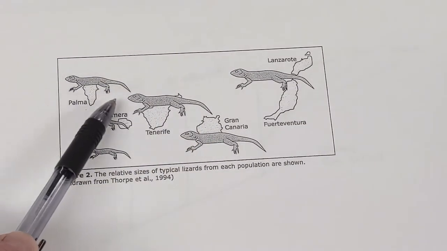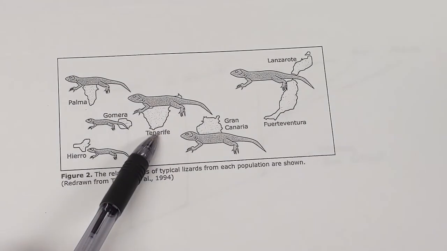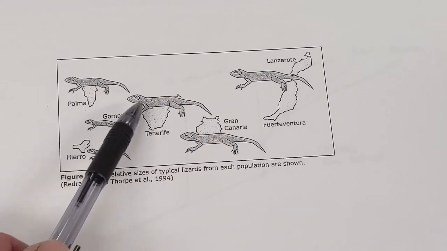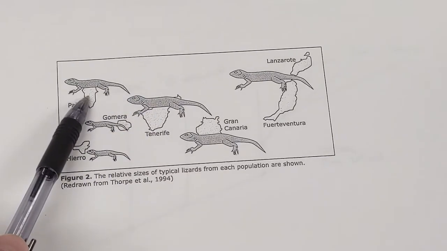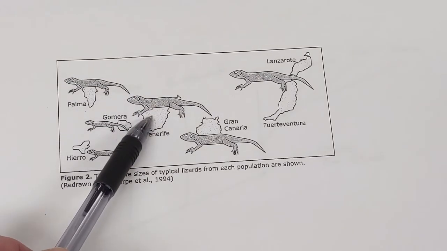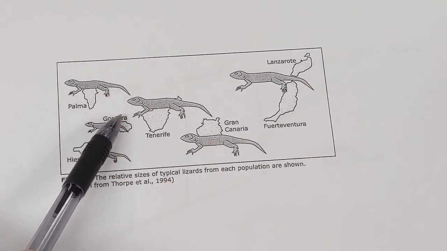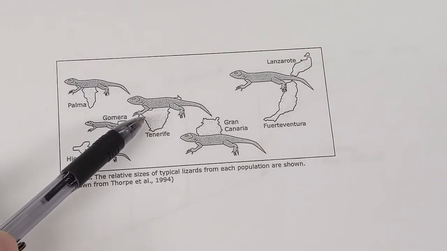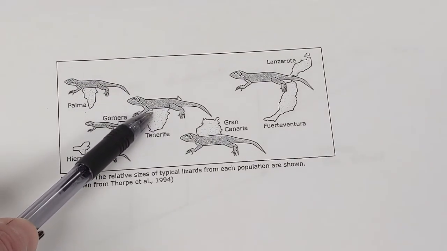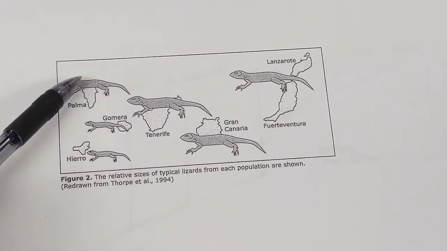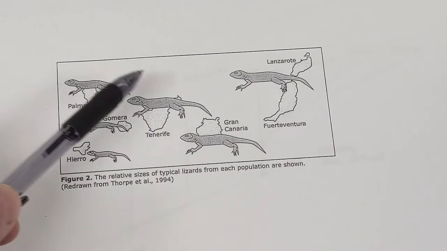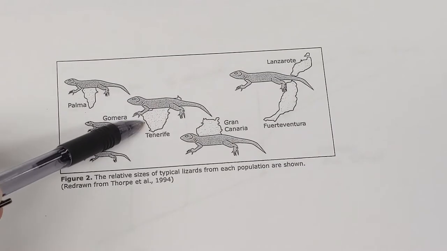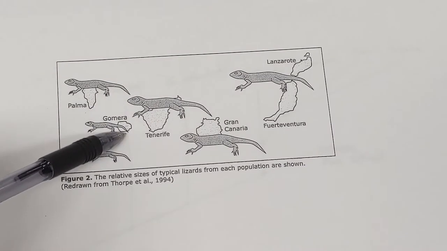But I'm still left with a little confusion. Did Tenerife go to Gomera? And then did Tenerife go to Palma? Or did Tenerife go to Palma and then Palma shrink down? This looks like island endemic dwarfism. And if that's true, it's possible that we're back to our original one with Tenerife going to Palma, and then Tenerife going to Gomera and Hero, or maybe something new, Tenerife going to Palma, and then to Gomera, and then to Hero.